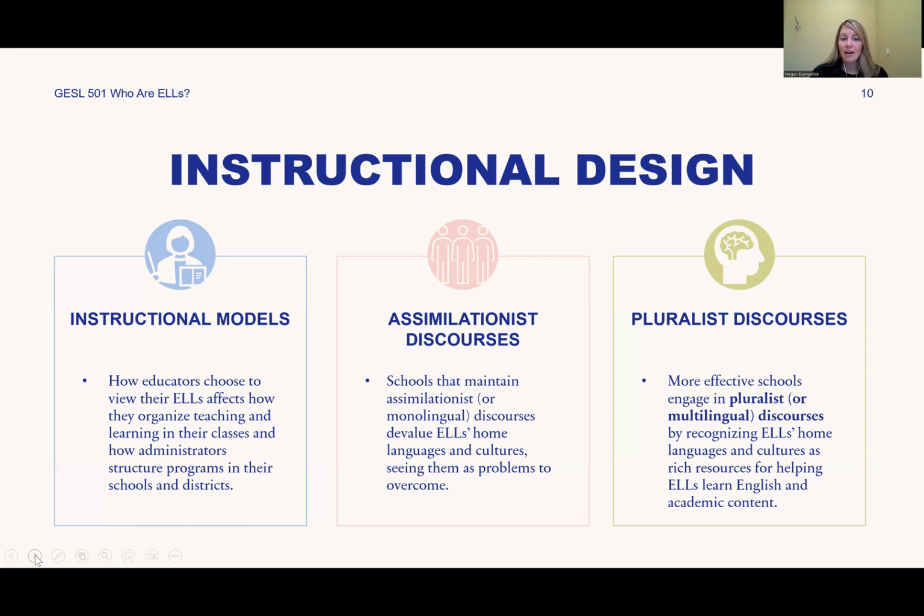We want to stay far, far away from this assimilationist discourse, which devalues our students' home language and culture and sees them as a problem. So we have to be really careful about the language that we use when we talk about English learners. We never want to say, oh, it's so much work, or, oh, these students don't know anything, or, oh, these students are illiterate. We cannot talk about our students that way. It really is very, very harmful.